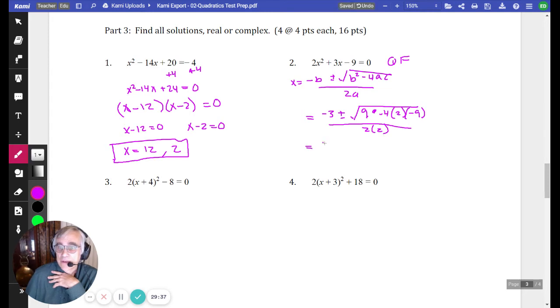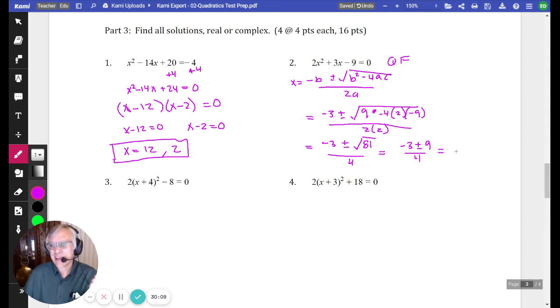Let's see, it'll be negative 3 plus or minus now 9. Minus times a minus is a plus, so we have 8 times 9 or 72. 72 plus 9 is 81. So you have the square root of 81. That's a nice number. Over 4 equals negative 3 plus or minus 9 over 4.